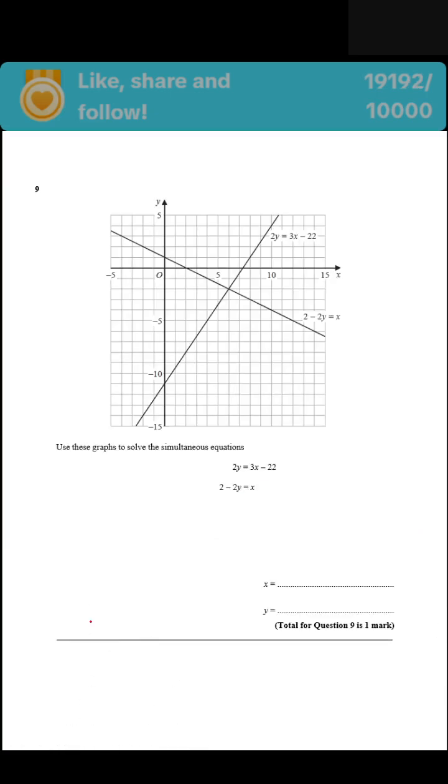Okay, so simultaneous equations, but graphically. And just before I do that, I just need to again verify that I'm on live for some reason. There we go, done. So simultaneous equations graphically.